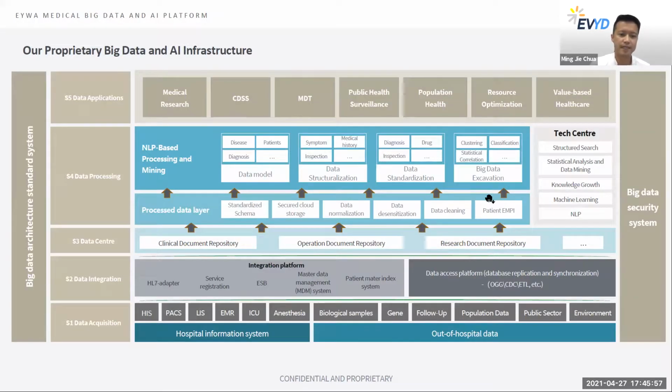Here is a view of our big data and AI infrastructure. You can see at the bottom are the different systems from which we aggregate the data. So we have systems in the hospitals as well as out of hospital, depending on the customers that we serve. One very important thing to note is that we position ourselves as a provider to hospitals, to policymakers, etc. Right? So we are their data processor. We do not take over their data. And above that are the different steps involved in processing that data. And the output of that is different data intelligence models to optimize for different use case scenarios. And here you can see medical research, CDSS, MDT, public health surveillance, population health, resource optimization, value-based healthcare.